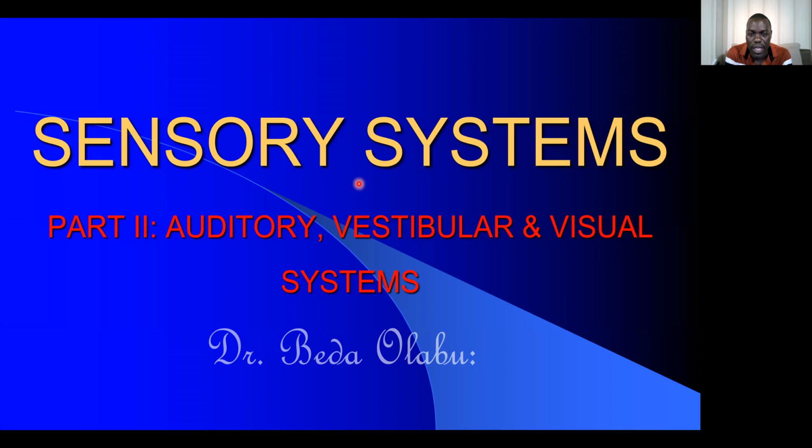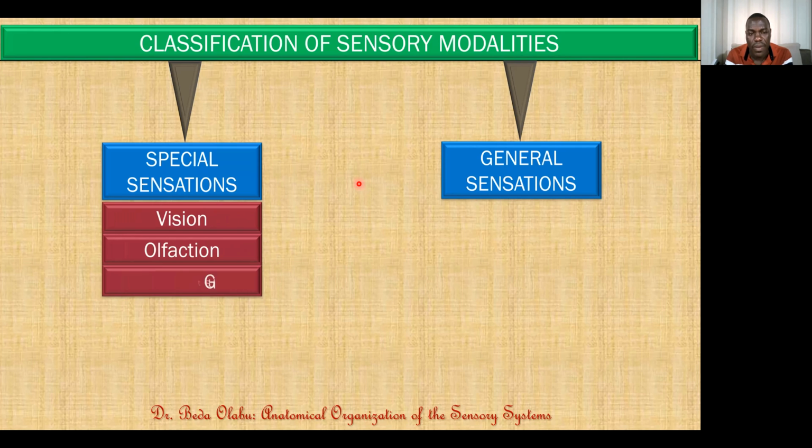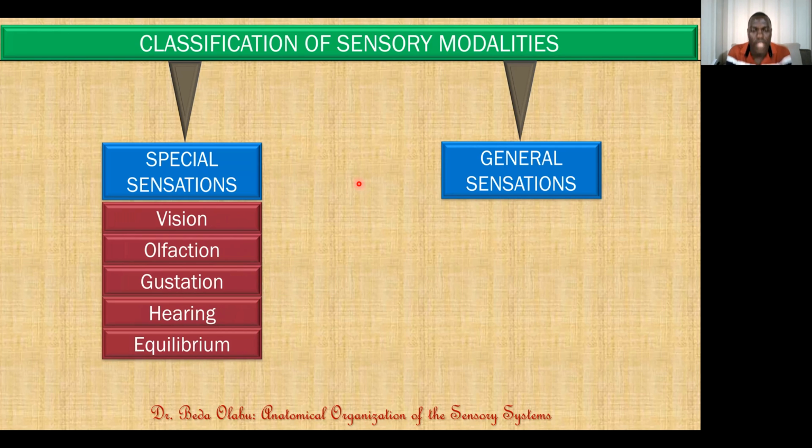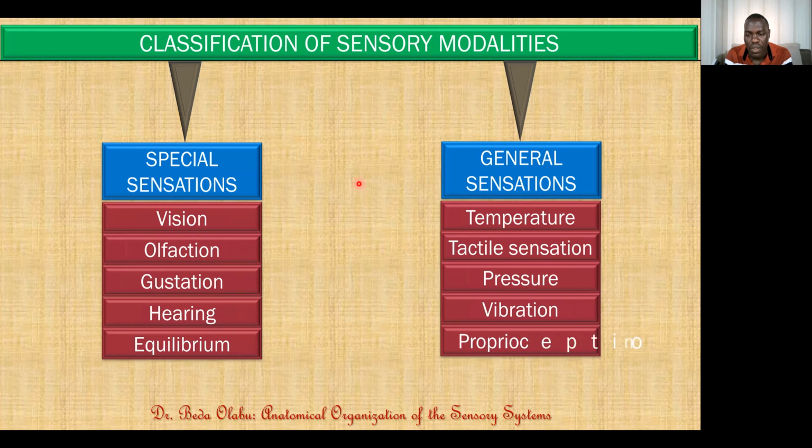After we did that, we also classified sensations, and we said that we have general sensations and special sensations. The special sensations that we mentioned include vision, olfaction, gustation, hearing, and equilibrium. The general sensations we mentioned include sensation of temperature, which is cold or heat, touch, pressure, vibration, and proprioception, which we define as the sense of position, the sense of spatial orientation. The other general sensation is pain, or you can call it noxious sensation.